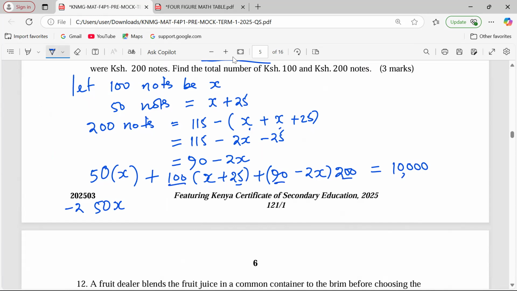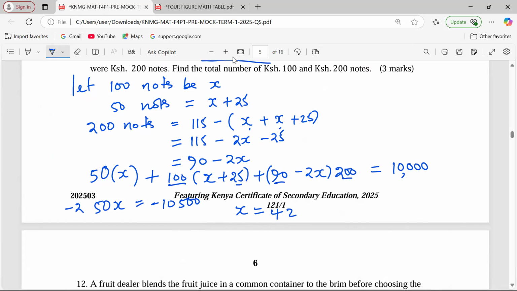Then we subtract from 10,000. So it will be 10,000 minus 2,500 minus 18,000, and that gives us negative 10,500. So the value of x becomes, when we divide this by negative 250, the negative will cancel and we get 42.